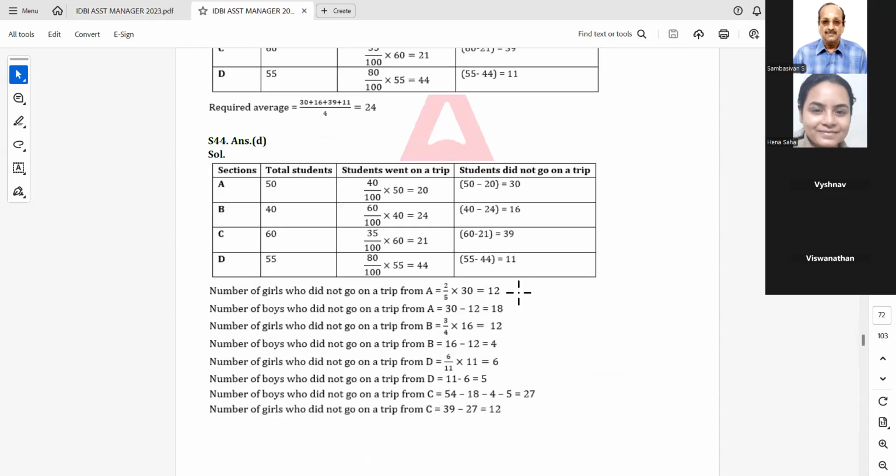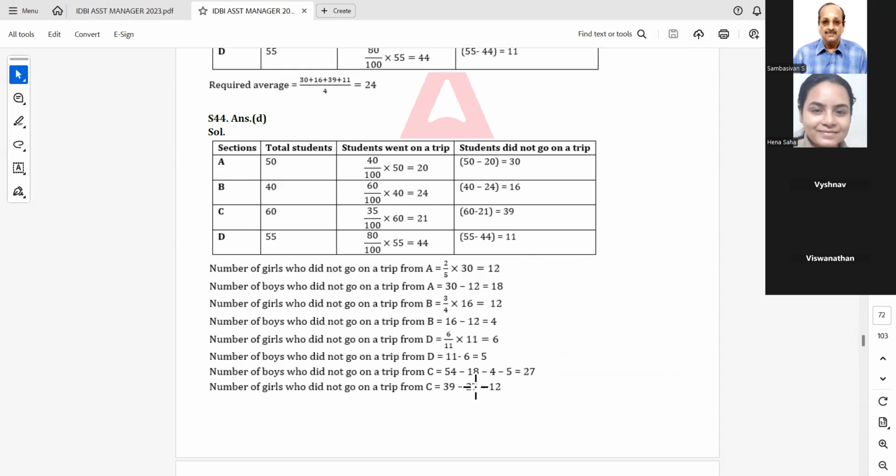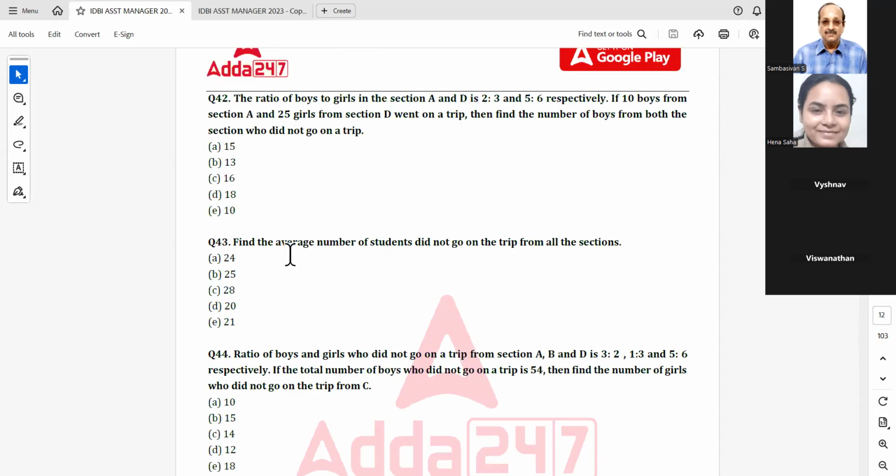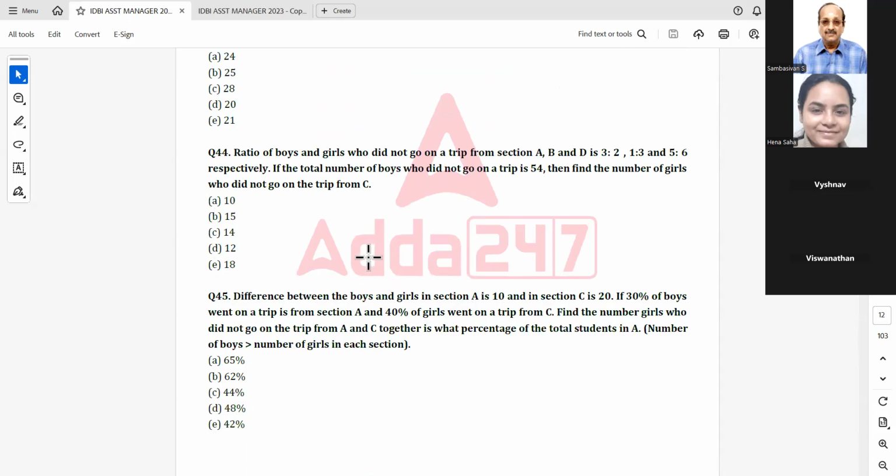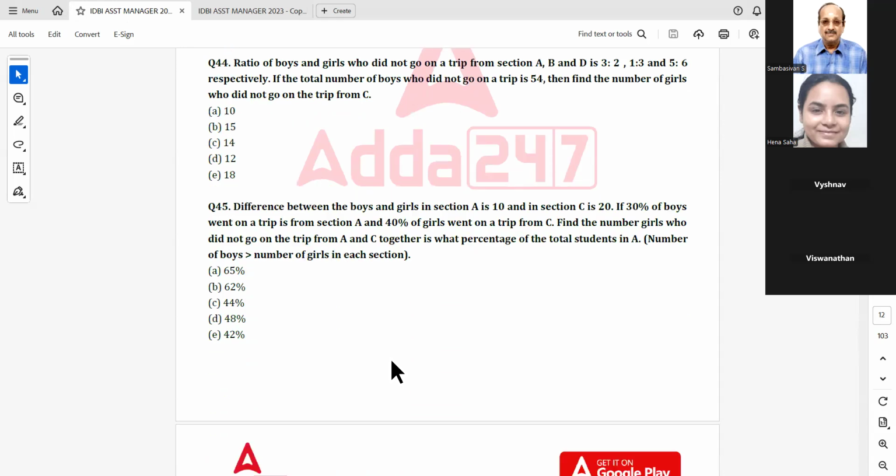Really good question. So accordingly, we found out the total number of boys who did not go on a trip from C is 27. So number of girls who did not go is 12. That's how they have arrived. It involves quick calculation. I was asking for a number of boys and girls from each section, which is not required for doing question number 44. Super question. Please go ahead with 45.